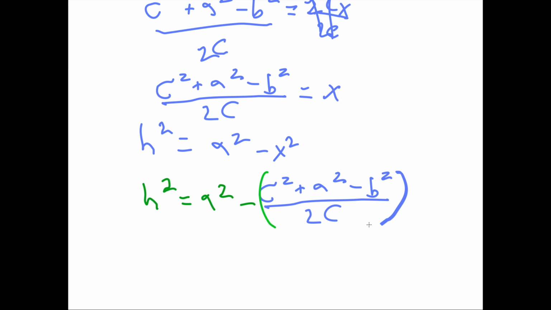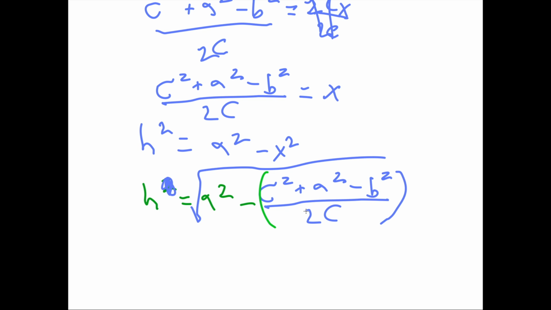Okay, so now let's take the square root of both sides. Now we know what h squared is, or h is, right? If we just take the square root of both sides, h is equal to the square root of a squared minus the quantity c squared plus a squared minus b squared divided by 2c, squared. Now we have that equation.